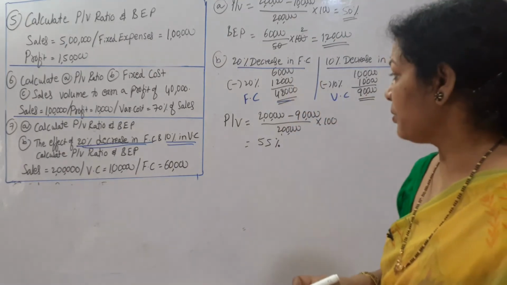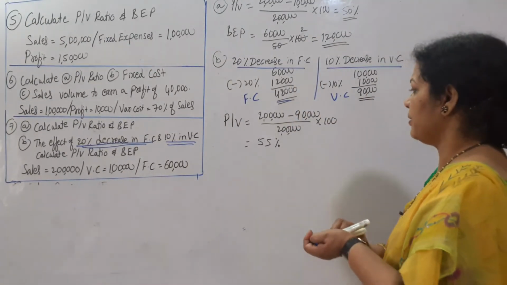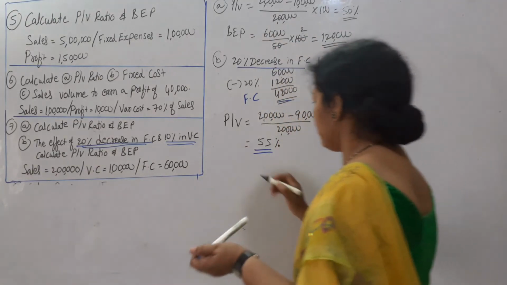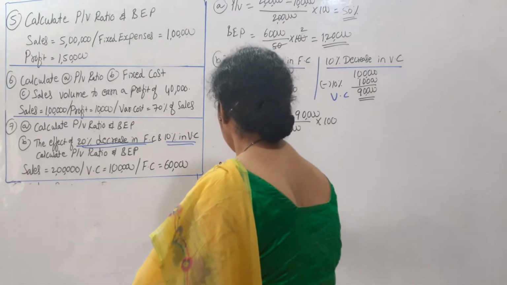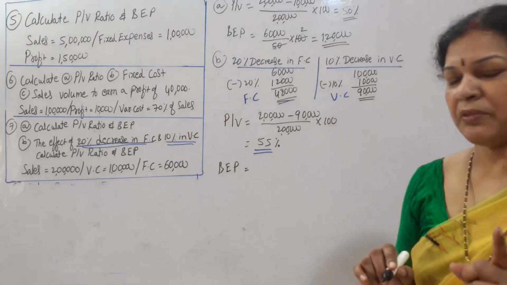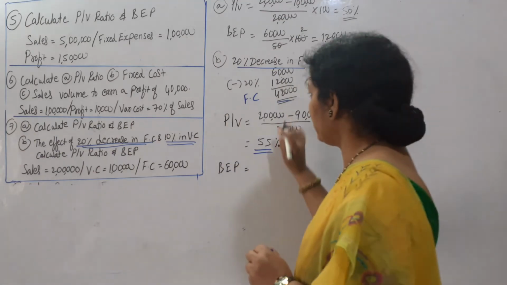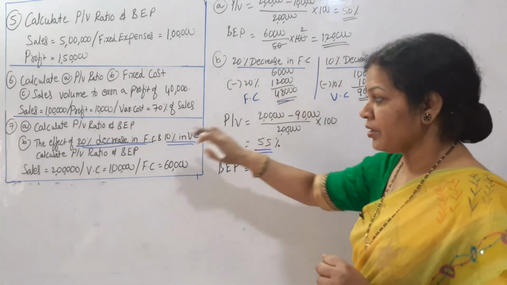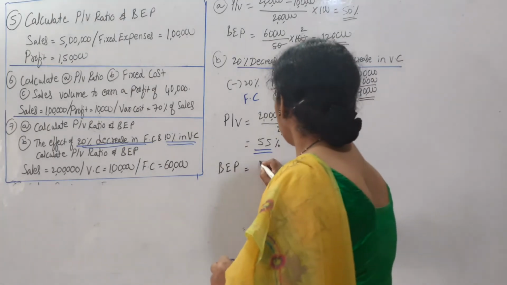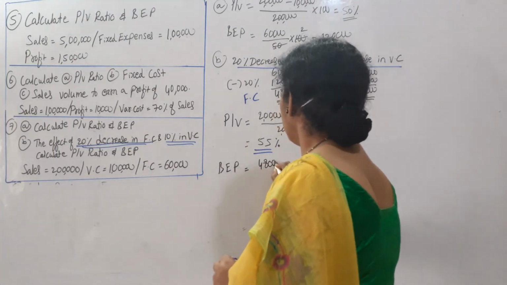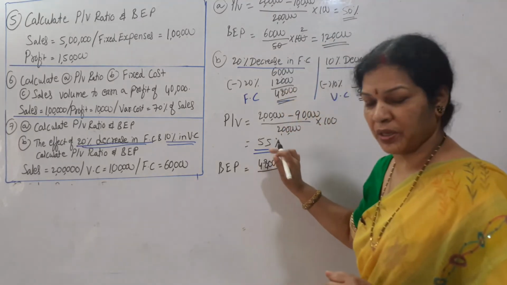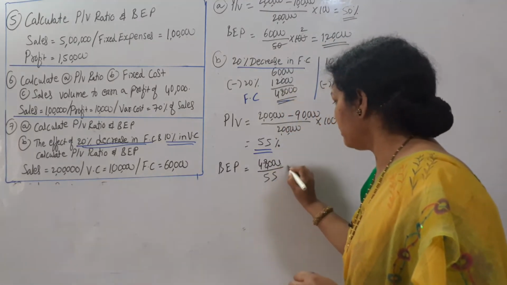55%. Now what do we need? BEP, the break even point. Break even point is equal to fixed cost by PV ratio. Fixed cost is here 48,000. This one we have to take, not the original, because this is the B bit. Fixed cost is 48,000 divided by the new PV ratio, 55 into 100.